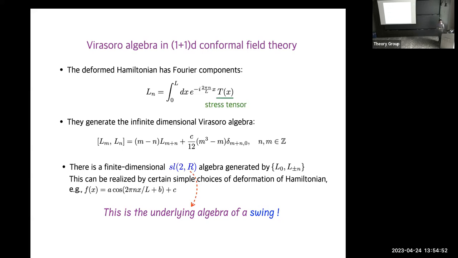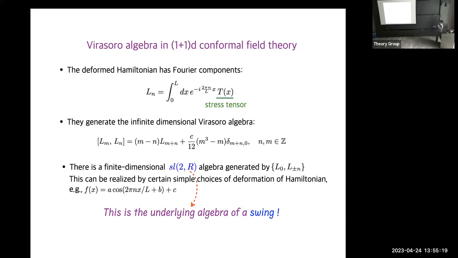I guess the statement is for SL2R, there is no central extension. The algebra, and that's what you restricted. What I mean here by SL2R is up to this constant. You can absorb it by redefining the generator. Okay.